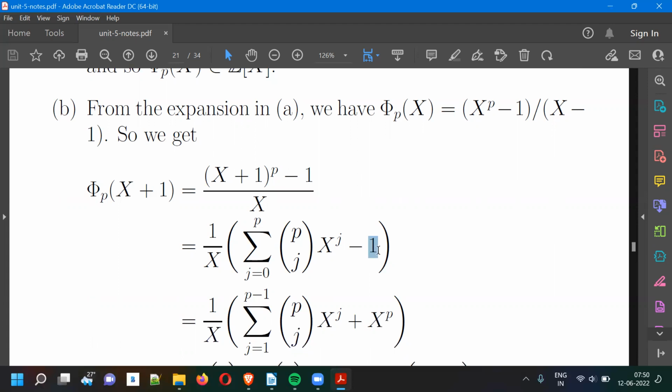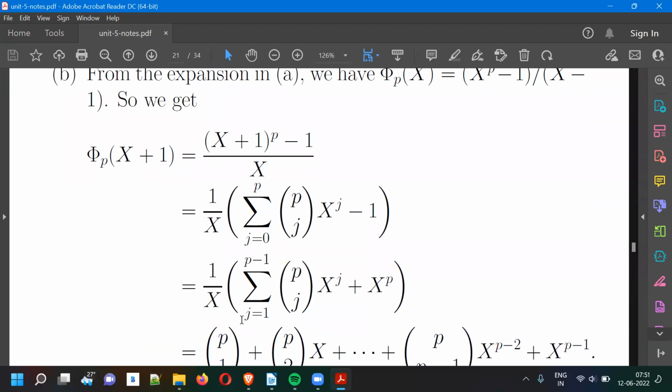What I have done here is, the factor p choose 0 x raised to 0 is equal to 1, right? So that cancels with this minus 1. We have removed that. Then p choose p x raised to p is also equal to x raised to p, because p choose p is 1. So we have separated that factor out. So p choose 0 x raised to 0 cancels with minus 1, and p choose p x raised to p is x raised to p. I have written it separately here. The remaining factors are the summation j going from 1 to p minus 1, p choose j, x raised to j.